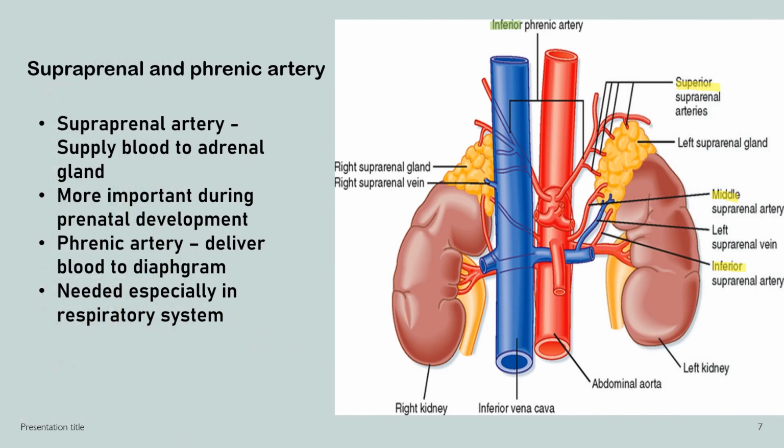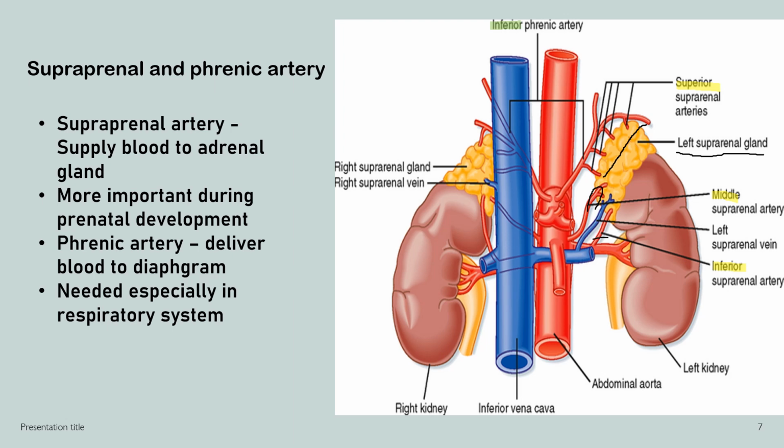It will also provide blood to the muscle and skin of our shoulder. The third blood supply is the suprarenal and phrenic artery. For the suprarenal, it has superior, middle, and inferior. It lies on the left suprarenal gland. This is the location of the superior suprarenal arteries, middle suprarenal arteries, and inferior suprarenal arteries.